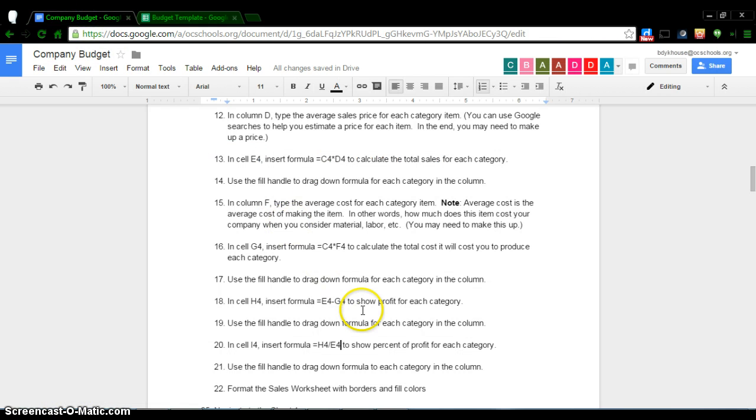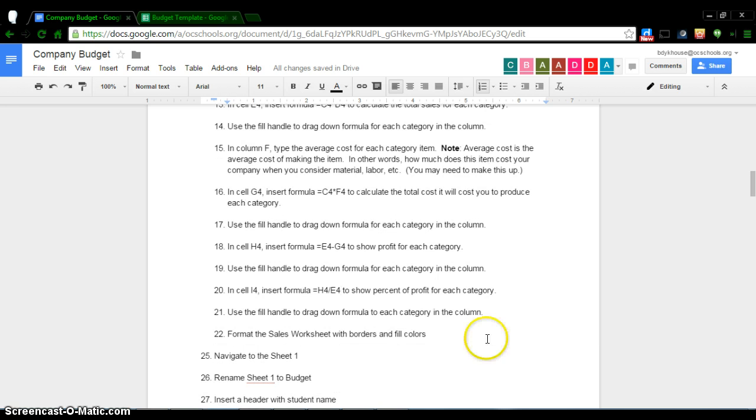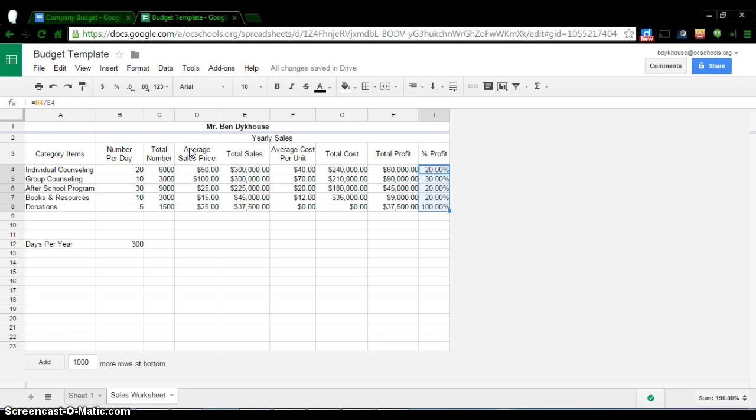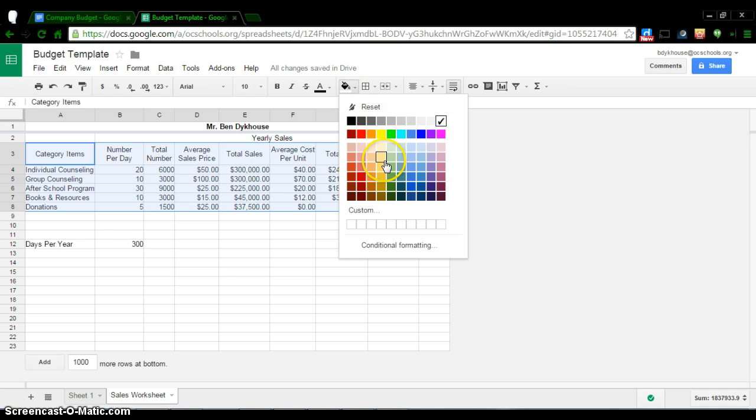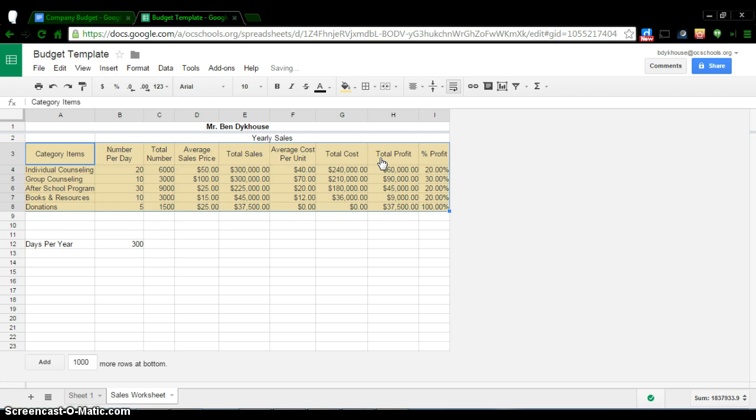Lastly, we are going to format our sales worksheet with borders and fill colors. So, what I would suggest, you can take some creative liberty here, but if you highlight, so I'm just clicking and dragging, and I highlight this part of my spreadsheet, so the part that has numbers entered in, I could color everything here, and I would choose kind of a pastelish color where you can still see all of the items pretty well.